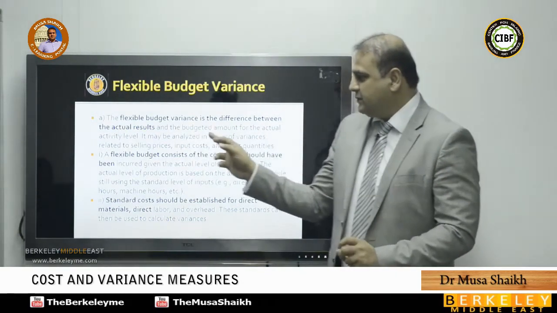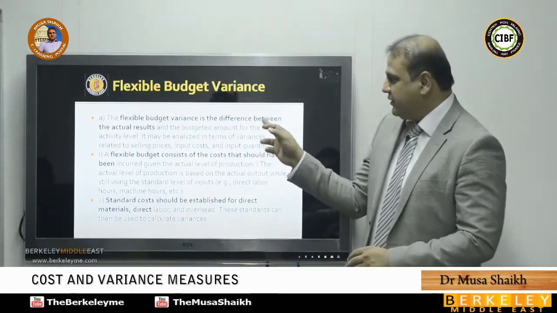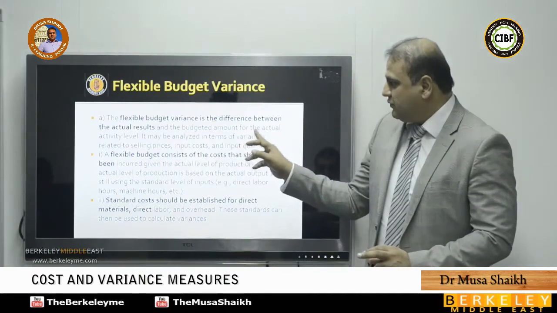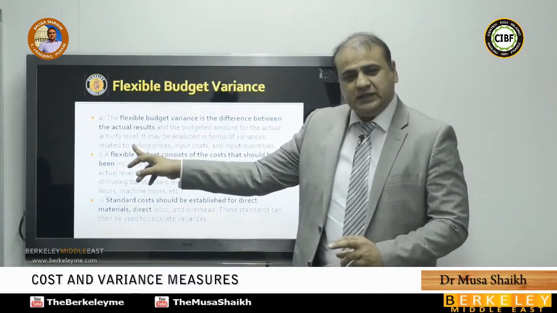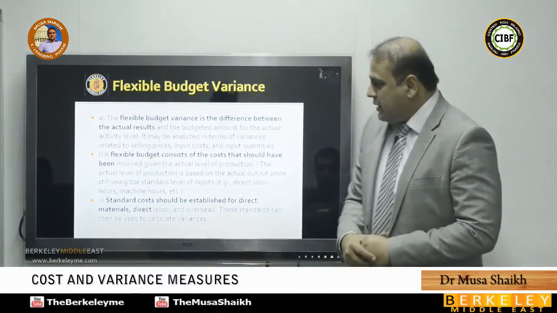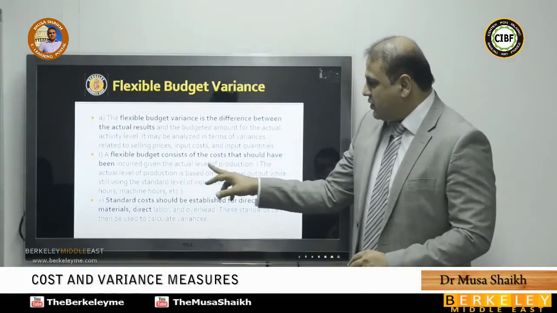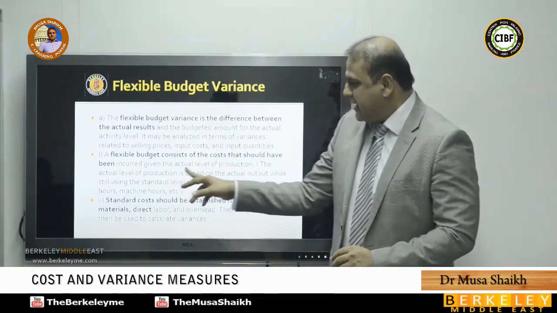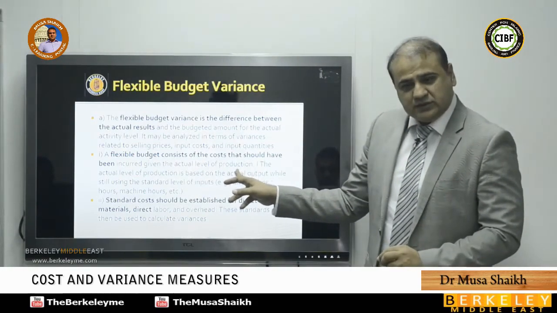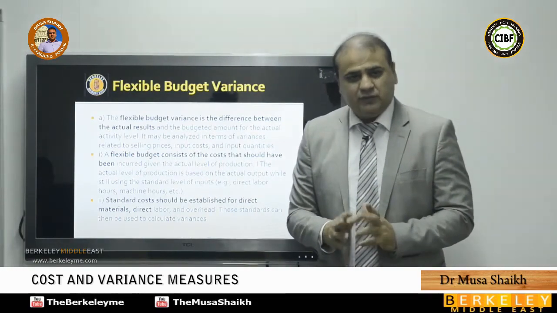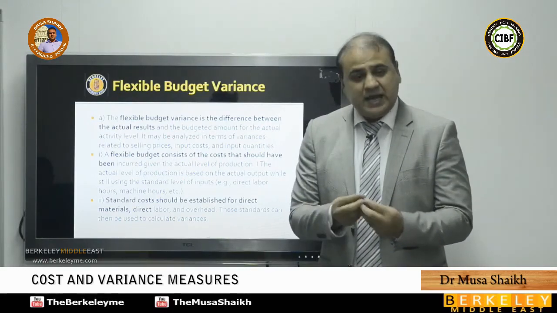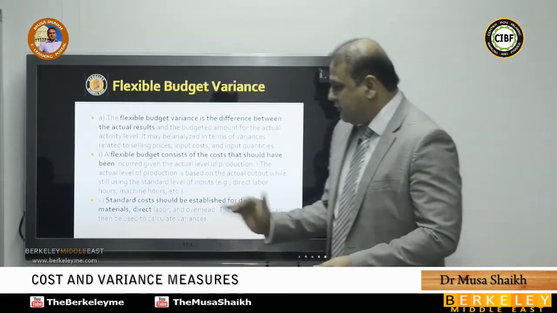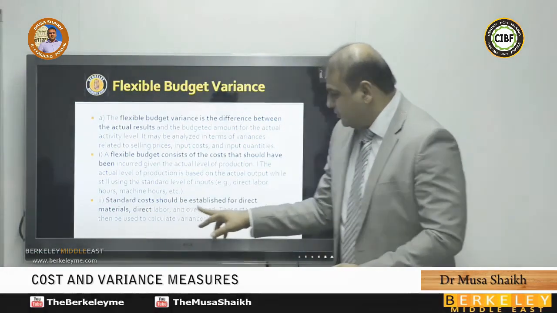It says a flexible budget variance is the difference between the actual results and the budgeted amount for the actual activity levels. Now, a flexible budget consists of the cost that should have been incurred given the actual level of production. So we take actual and we take the standard, we multiply, and we get our flex. For flexing, standard cost should be established.